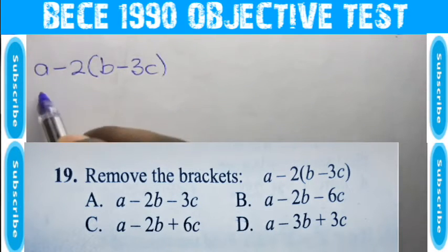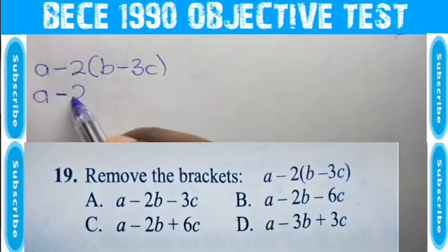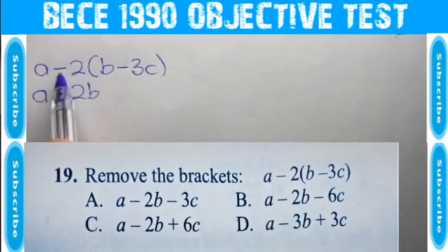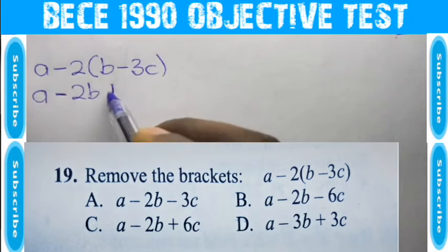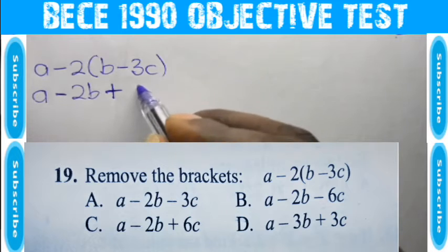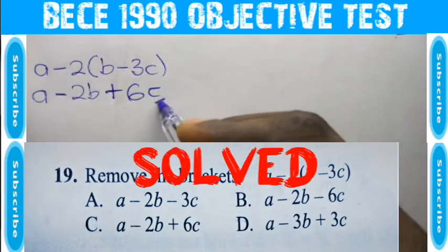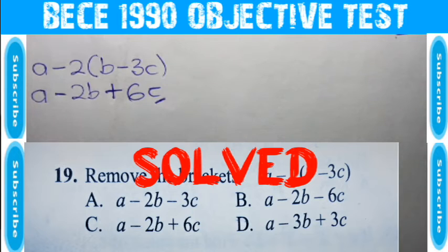So we write the A. Then -2 multiplies B. We have -2B. Now when negative multiplies negative, you have positive. So 2 multiplies 3C, then you have 6C. So removing the bracket, the final answer that we have is A minus 2B plus 6C. That's what we have finally. So we are done solving question 19. We have removed the bracket, so we are done.